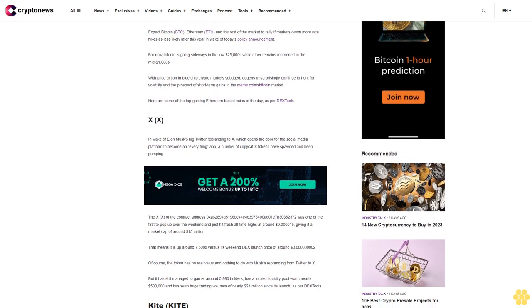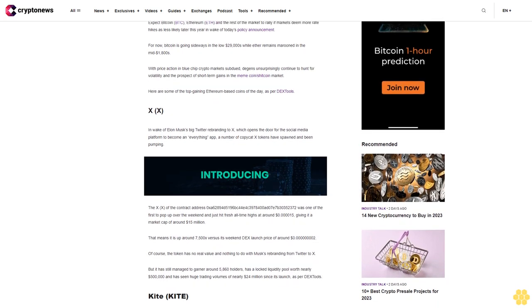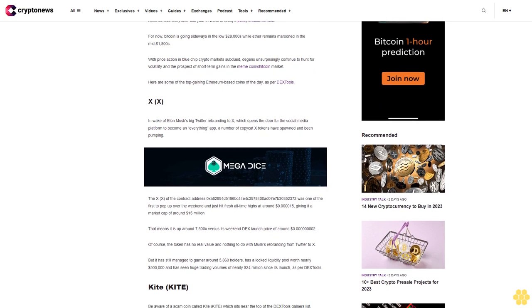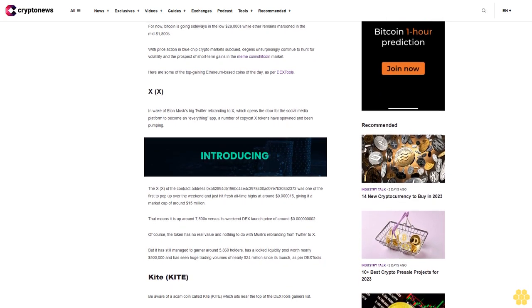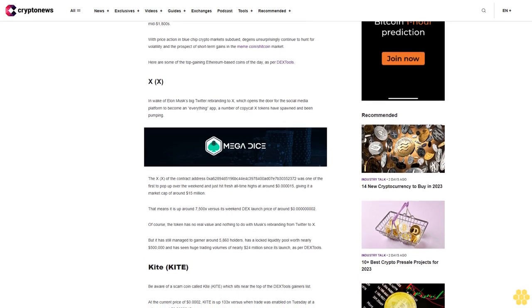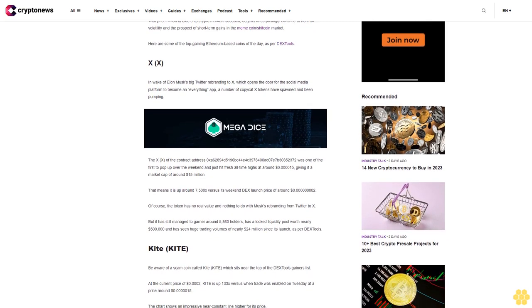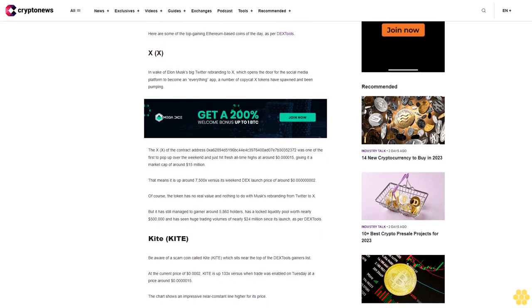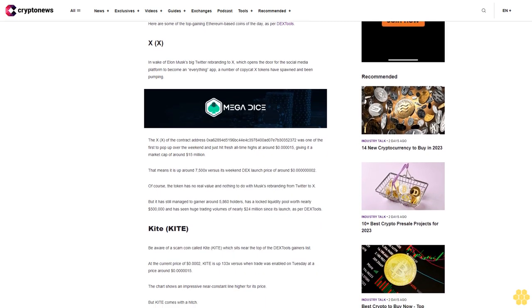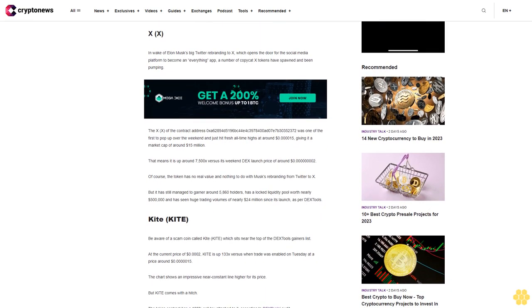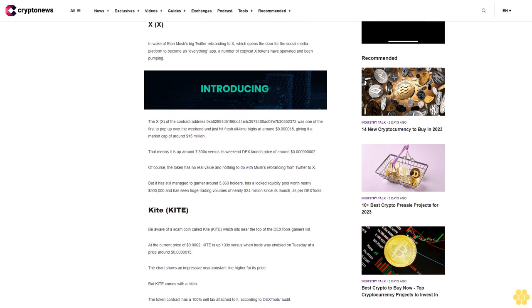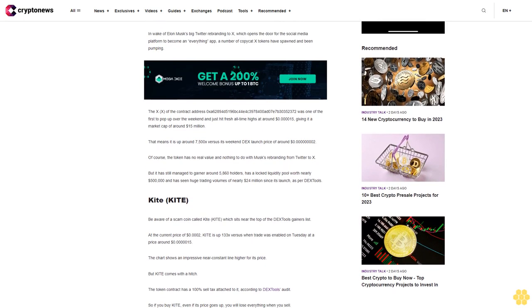With price action in blue chip crypto markets subdued, degens unsurprisingly continue to hunt for volatility and the prospect of short-term gains in the meme coin / shitcoin market. Here are some of the top gaining Ethereum-based coins of the day, as per DEXTools. XX. In wake of Elon Musk's big Twitter rebranding to X, which opens the door for the social media platform to become an everything app, a number of copycat X tokens have spawned and been pumping.